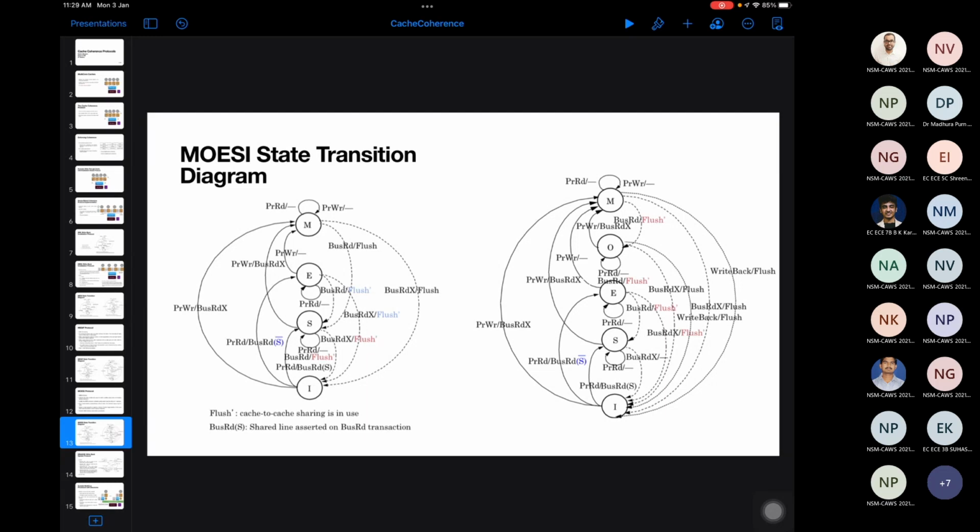Right? And if I have the data in O state, next time when I'm performing a write operation, then I need to place a bus read X signal. Can anyone tell me why this bus read X signal is required? Why is there a bus read X signal if you are going from O to M state? If you see a bold arc between O to M in the MOESI protocol, there is a bus read X signal. Can anyone tell me why a bus read X signal is required on a processor write request to a block which is in O state?